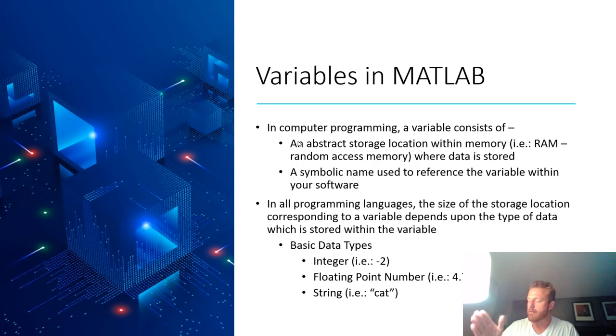Rather than address it with respect to where it's physically at, we're going to address it by some sort of symbolic name. So those are the two things that make up a variable in any programming language. Or its abstract location in memory. It's abstract as long as you're not programming in assembly language, where you actually have to tell it where to put it in memory. And the symbolic name that you are going to use to refer to it. And the rules on that name will be dictated by the syntax of your language.